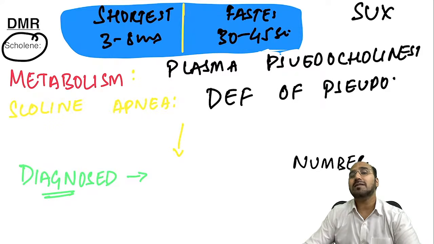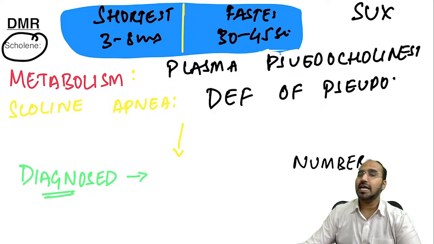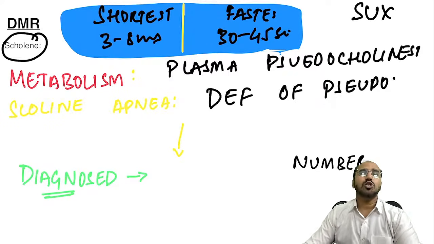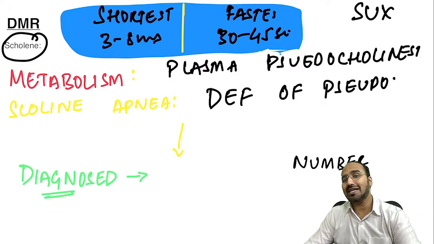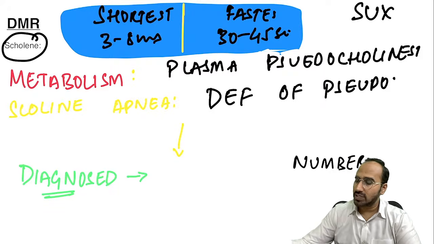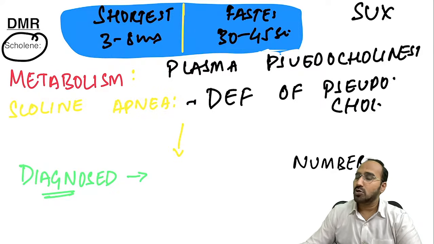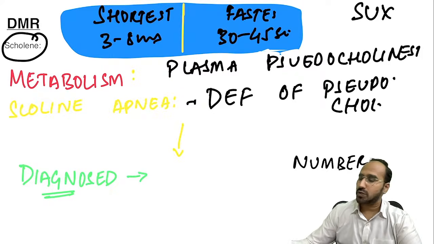If the effect is prolonged, will the patient breathe? No. Patient will be apneic. Usually after giving scoline, the patient should recover within 3 to 8 minutes. If the patient does not recover after 20 minutes, it is called scoline apnea. And what is the cause? Deficiency of pseudocholinesterase. How will you diagnose this deficiency?